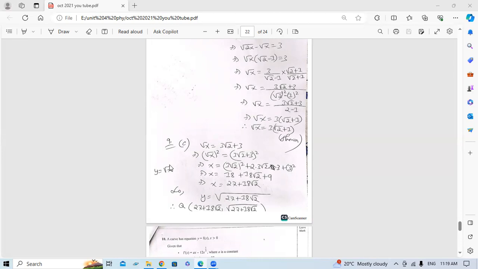And y is root x, which will be root of 27 plus 18 root 2, and the coordinates of Q will be (27 plus 18 root 2, root of 27 plus 18 root 2).